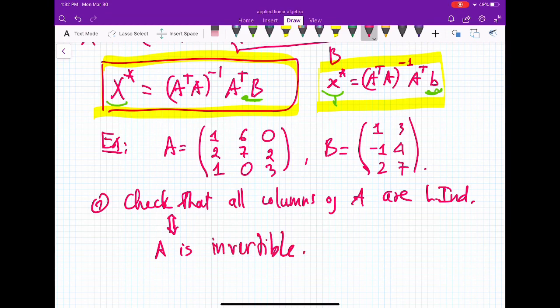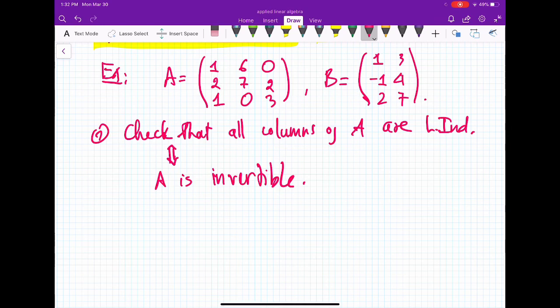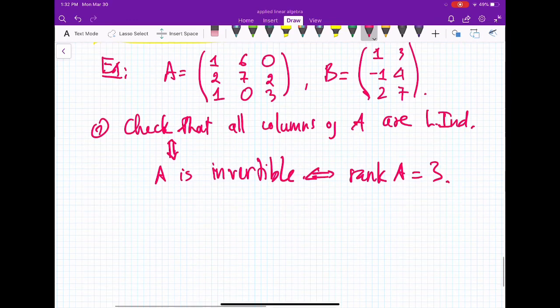So you can use a calculator to find the row echelon form of A, and you see that the rank of A is 3. In that situation, yes, the 3 columns are linearly independent. I hope that you can check yourself, or if you want, I can do that. Okay, let's do this. So I need to check the rank of A.